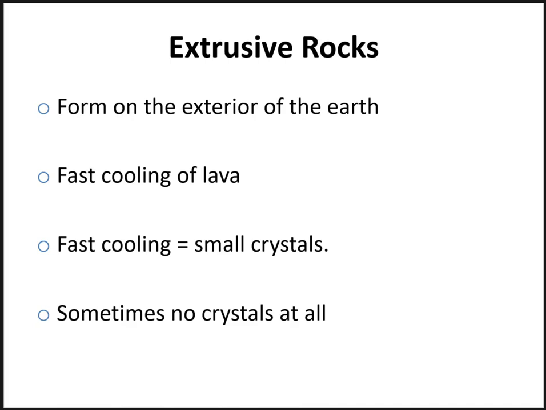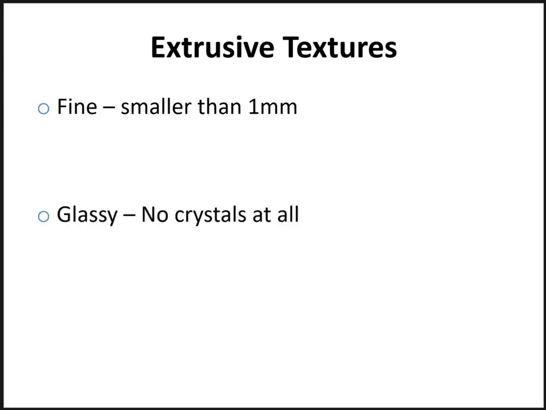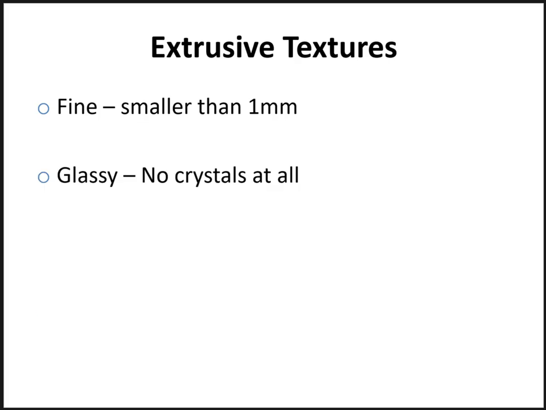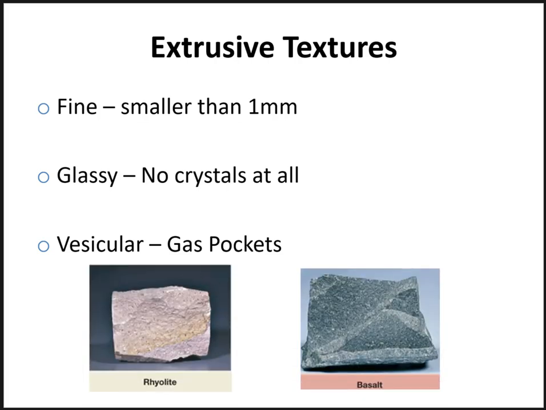So there are three textures that we will identify. The first texture is fine, which is smaller than 1 millimeter in diameter. The second is glassy, where there are no crystals at all. And the third is vesicular, which means you have gas pockets trapped within the rock. So with these rocks, you do need a magnifying glass to see the crystals since they are so small. Rhyolite and basalt are two good examples of fine-grained extrusive rock.